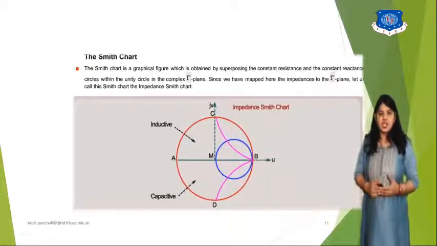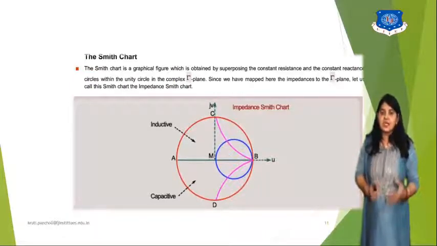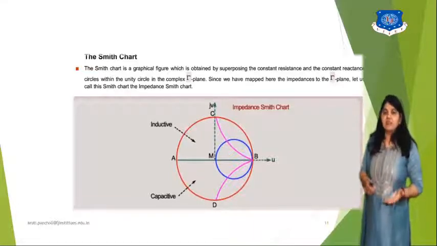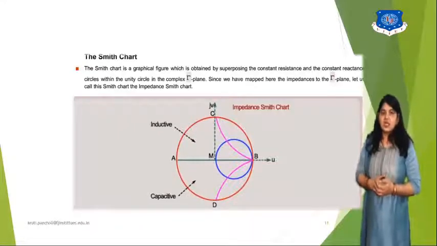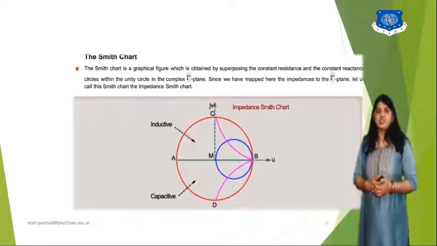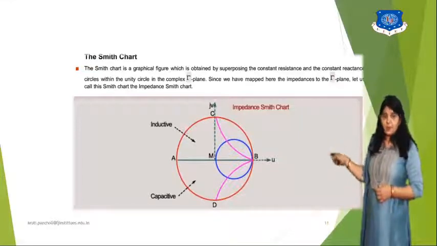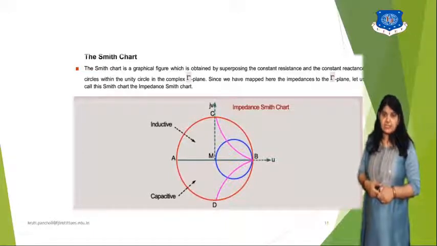So the Smith chart is a graphical figure, obtained by plotting the constant resistance and constant reactance circles within the unity circle in the complex reflection plane. In the diagram, the blue circles are the constant resistance circles, and the pink lines are the constant reactance circles.